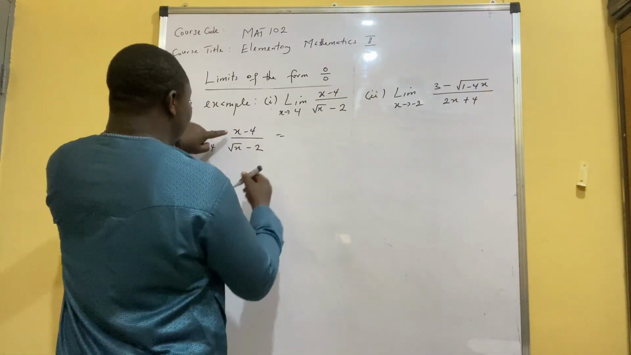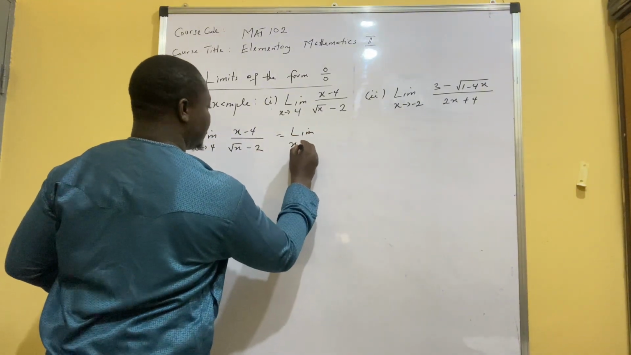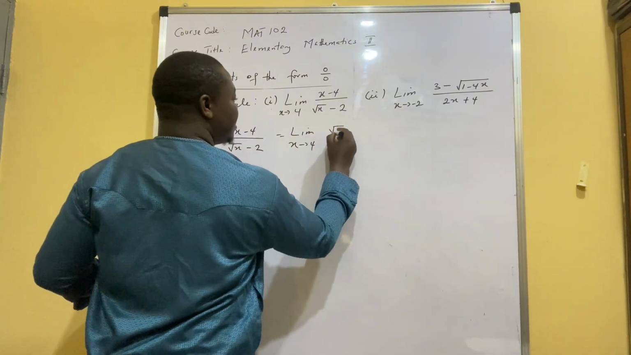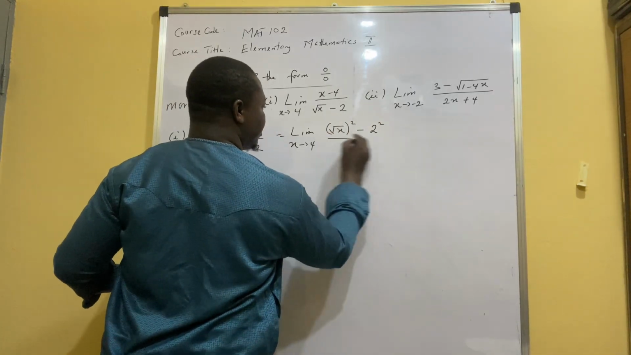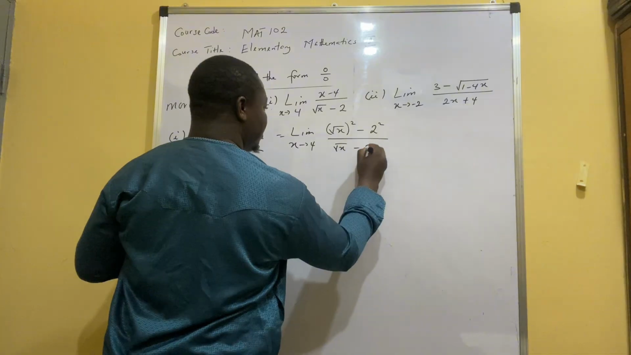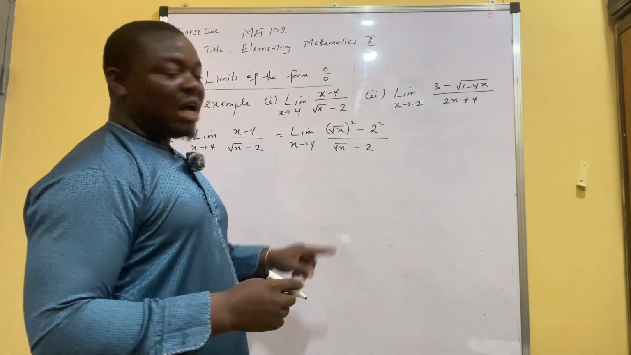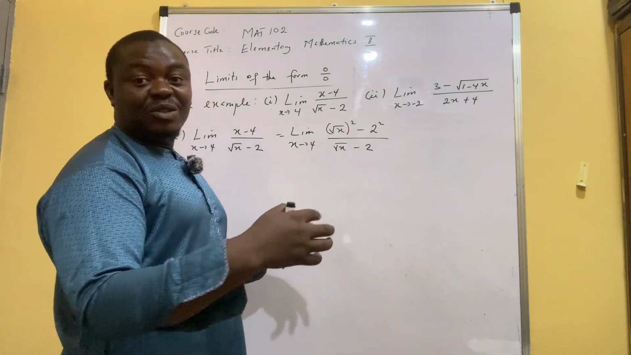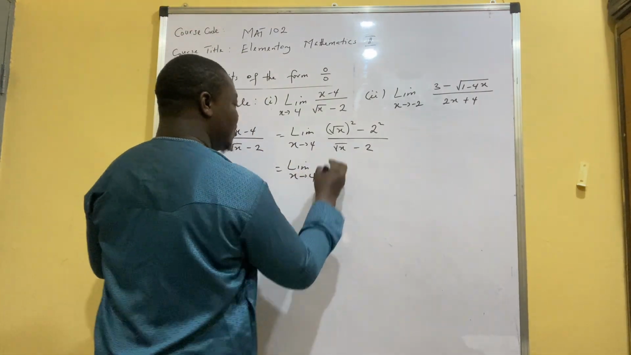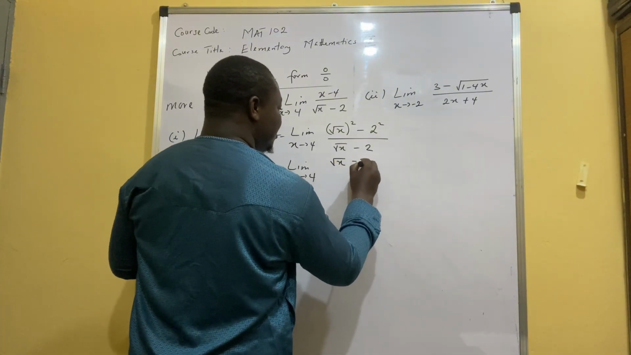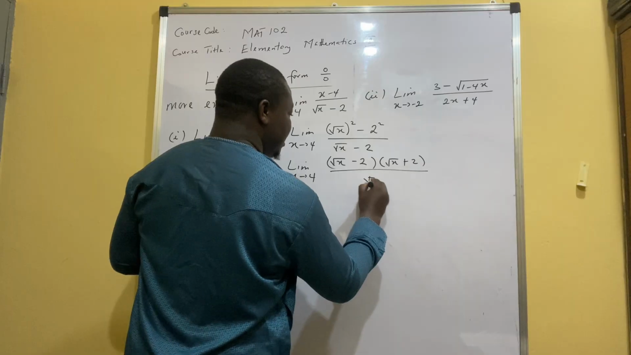Okay, we recall that x can actually be written as root x squared. Minus 4 can as well be written as 2 squared, okay, divided by root x minus 2, okay. So here we now have difference of 2 squared. So having difference of 2 squared means that we can what? Factorize, okay. So if we factorize this, we're going to have the limit as x tends to 4 of what? Root x minus 2 multiplied by root x plus 2 divided by root x minus 2.